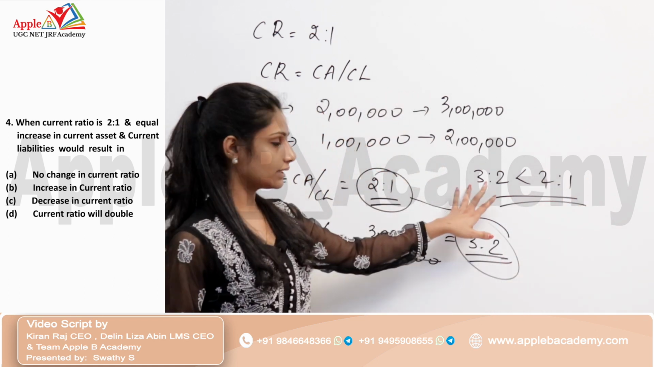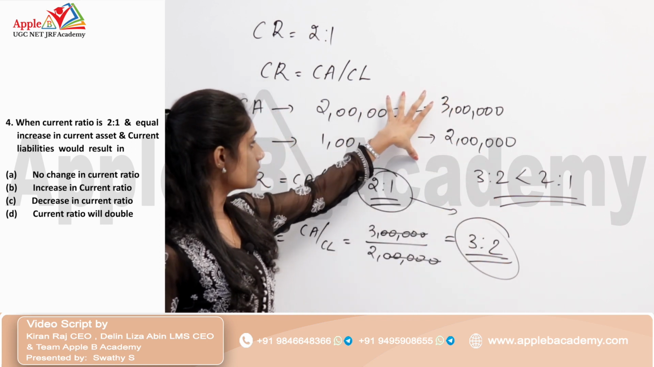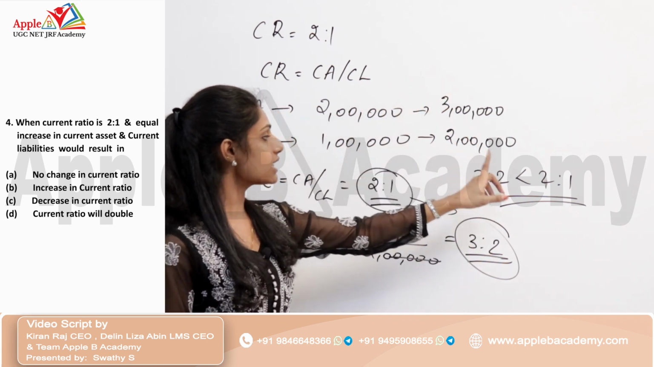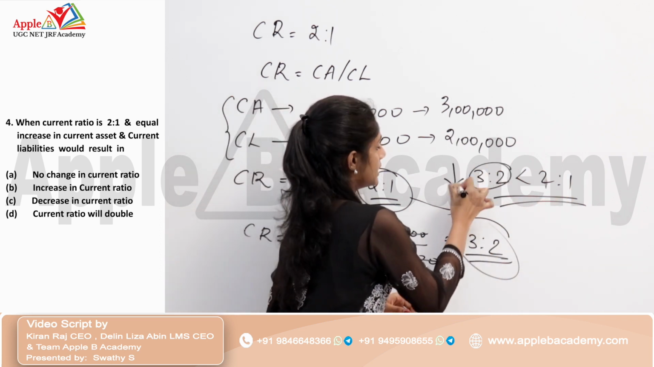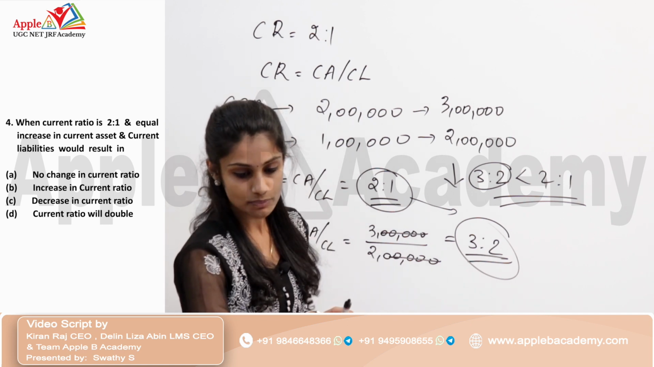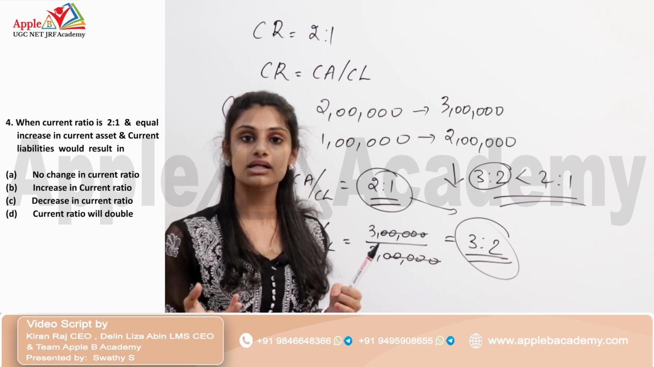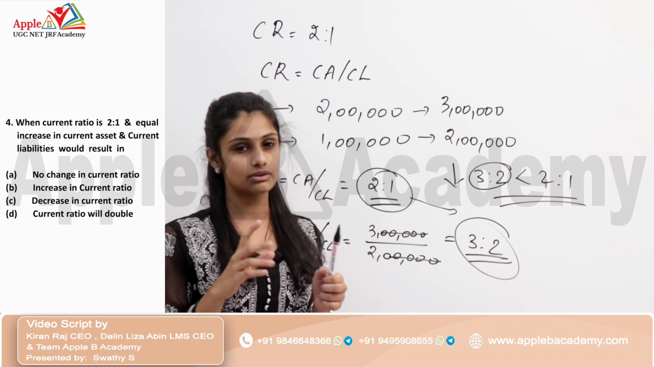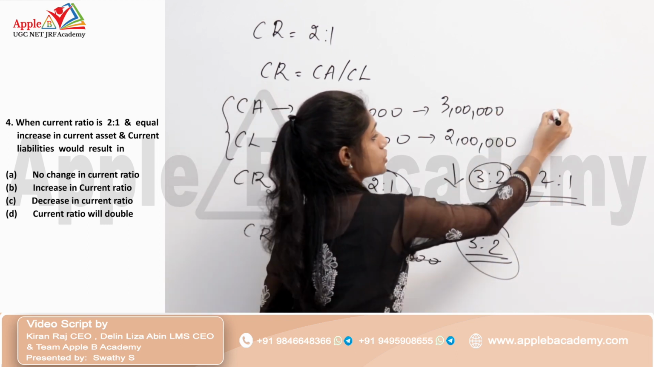So what is happening? In such a situation, in case of this increase in current asset and current liability, the current ratio will decrease. From our options, you can see: no change in current ratio, increase in current ratio, decrease in current ratio, and current ratio will double. So you can go for the third option, that is option C.